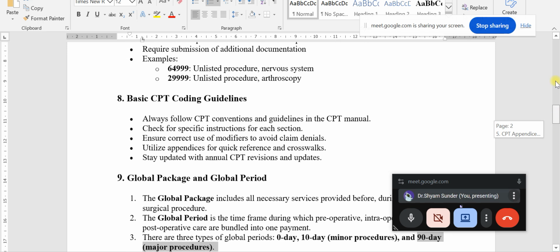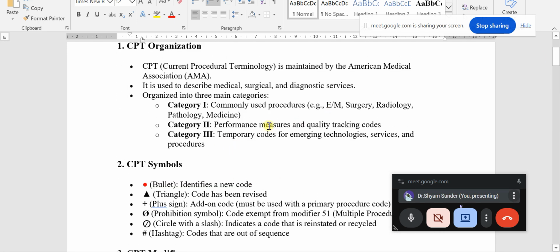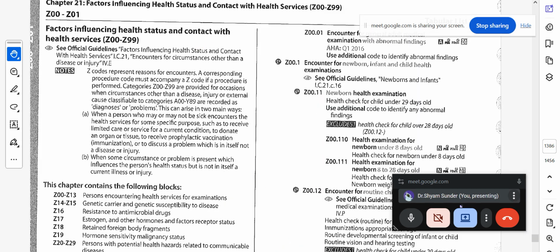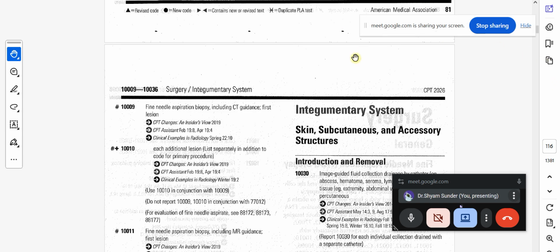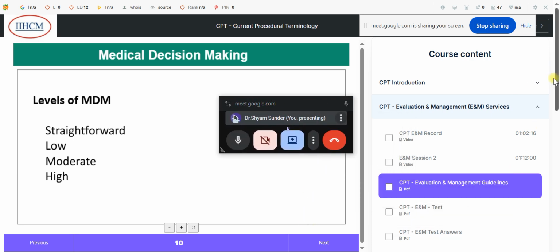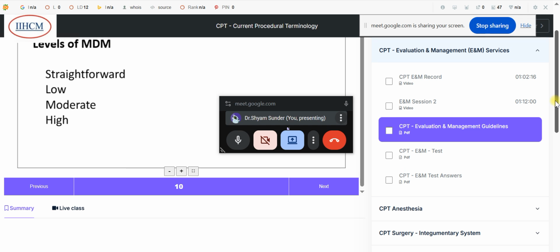All right. So with this basic understanding, we'll proceed to the integumentary system when we meet on Monday. But until then, please solve whatever is pending in E&M as well as ICD. We have a lot of questions in the LMS. Spend whatever time is possible. Then we'll start freshly the surgery of the integumentary system.